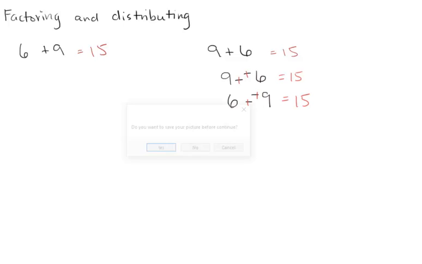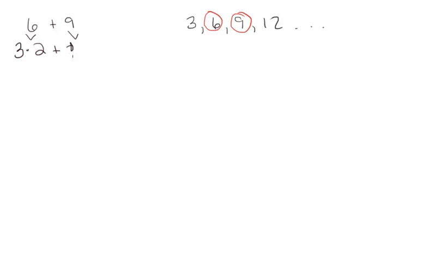Now let's think of this even in a different way. Let's go back to our 6 plus 9. I might be able to notice that both 6 and 9 are multiples of 3, right? 3, 6, 9, 12, etc. So both 6 and 9 are multiples of 3. So I might be able to rewrite this as 3 times 2, right? Because 6 is 3 times 2, plus 9 is 3 times 3.